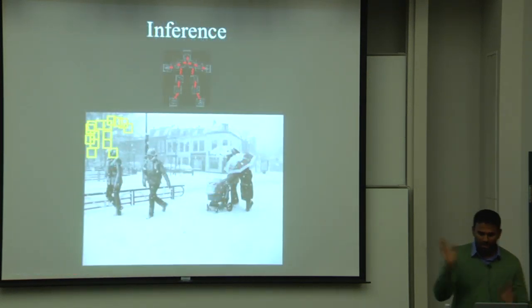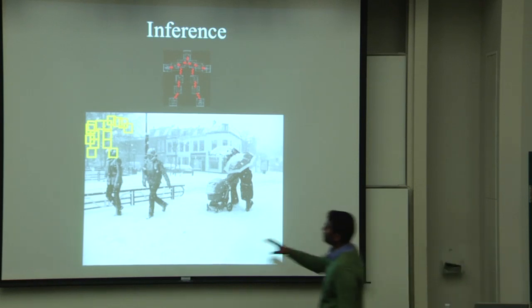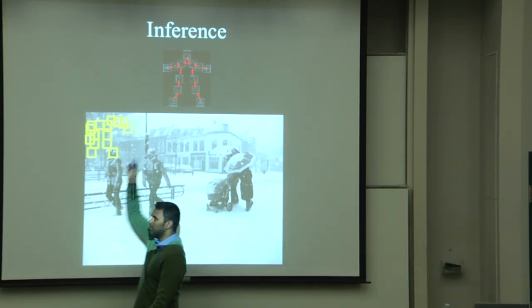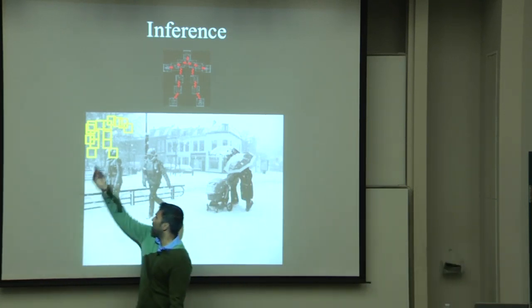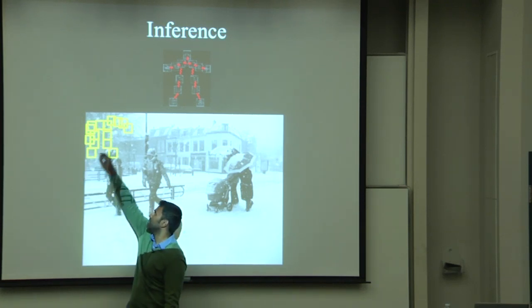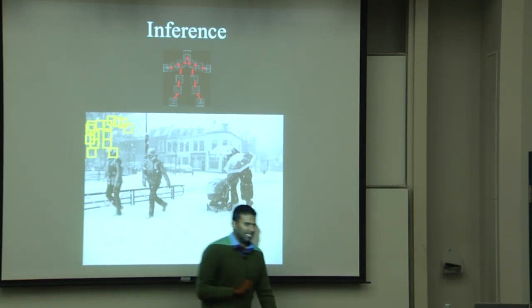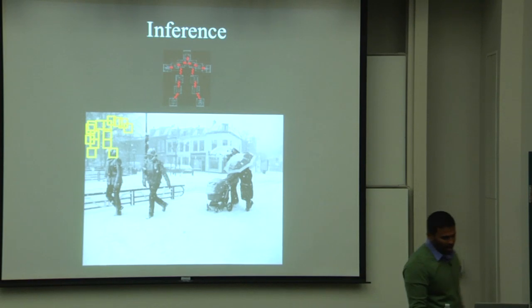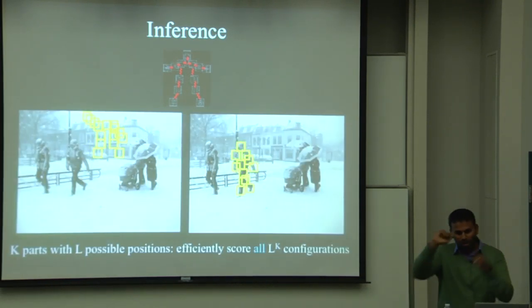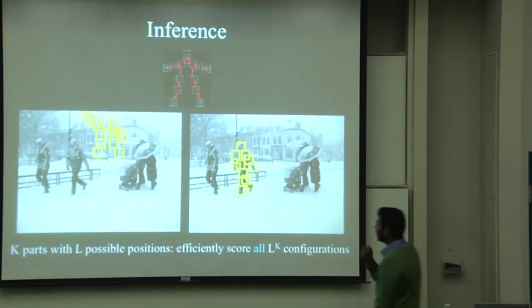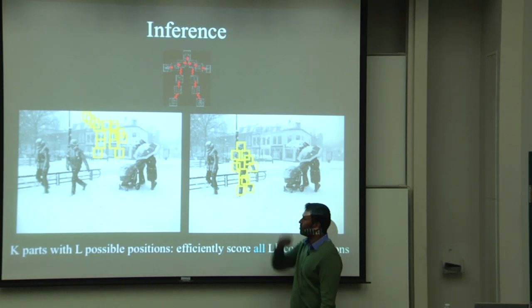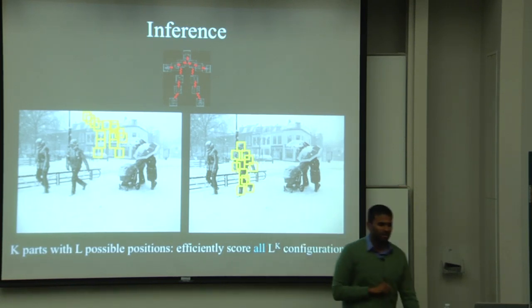In inference, everyone knows this: I place parts down at a particular location. I compute the score, which is based upon how well each of these templates matches the image evidence and how much I pay for the spring deformation cost. I try out all exponential placements of parts for the highest scoring one, or for ones that score above some threshold, and I call those detections.